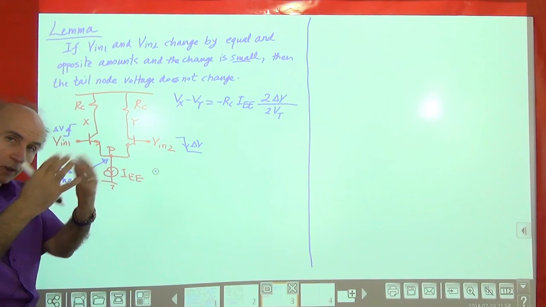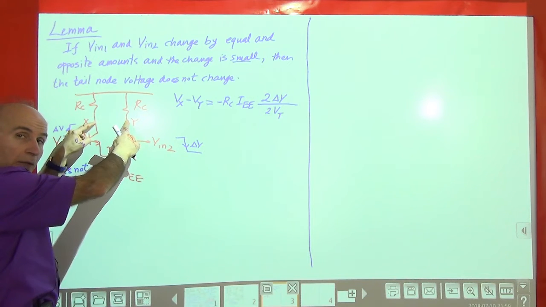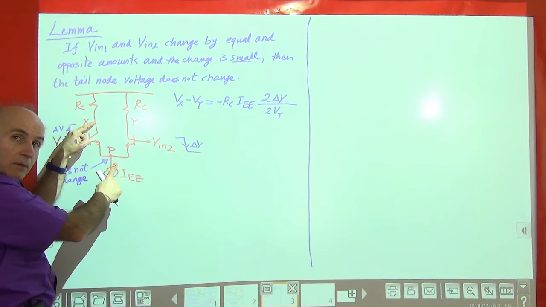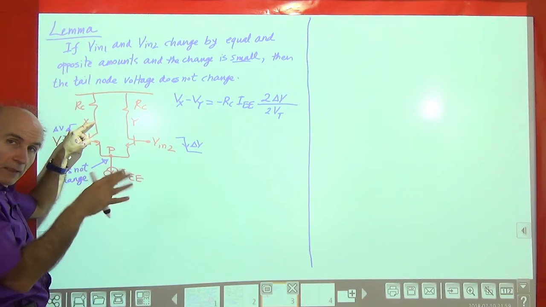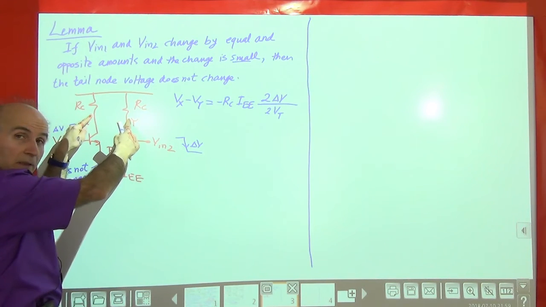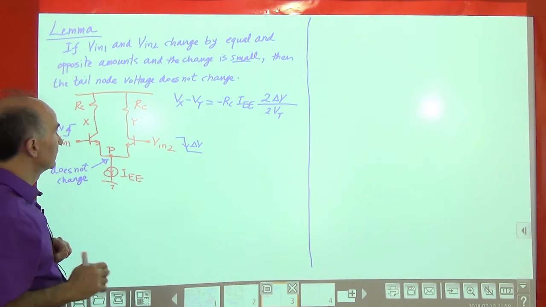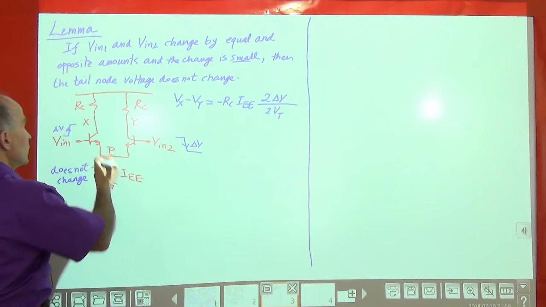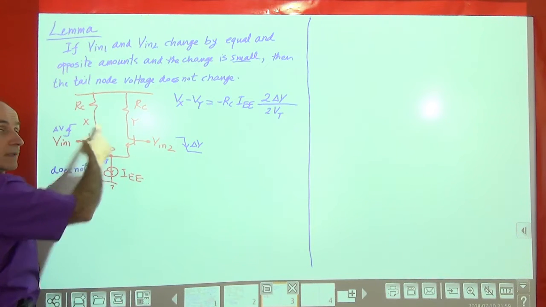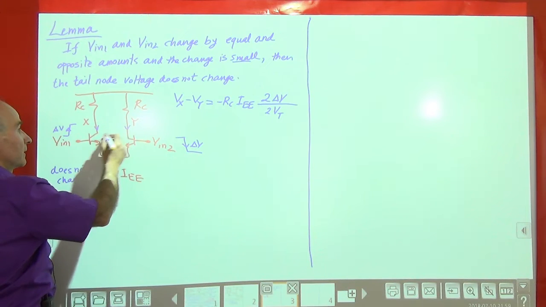I'm going to work back from here, given that I know the imbalance here, and try to see what happens to this node. It's a little complicated, you just have to follow me. We know the change here, and we're going to see what happens here. If I know the change in these voltages, I should be able to find the change in these currents, IC1 and IC2.